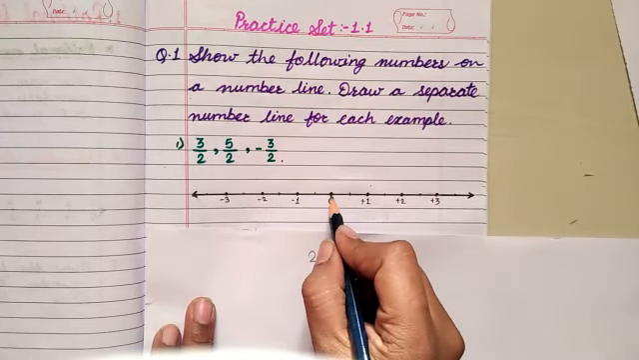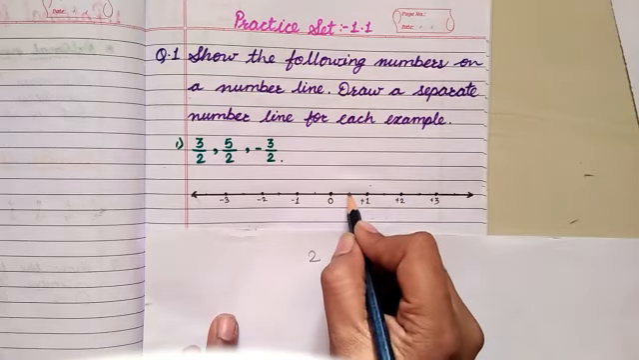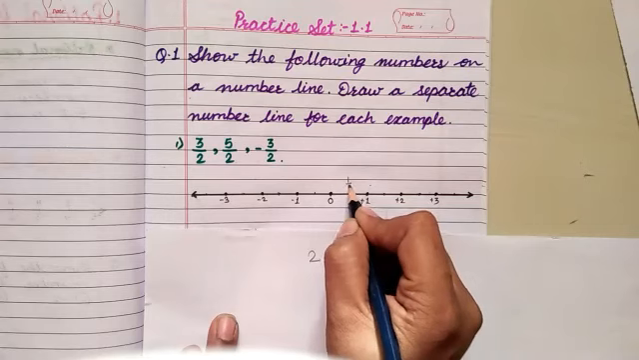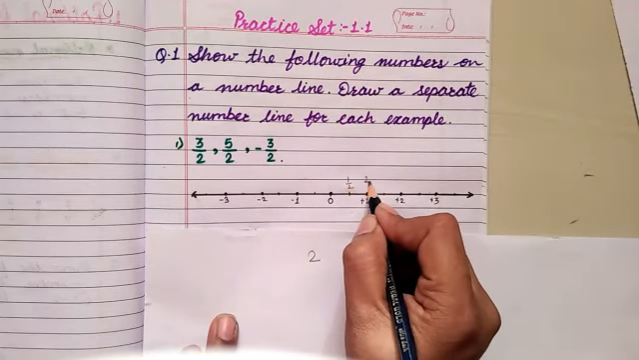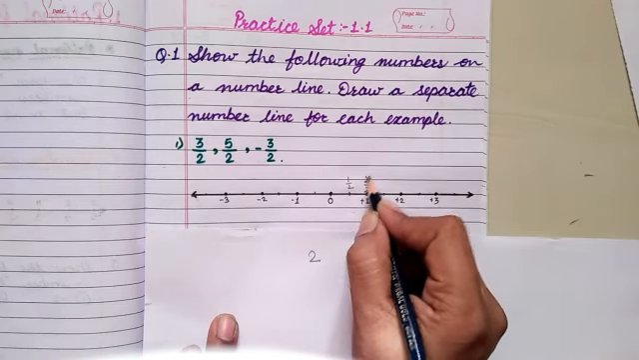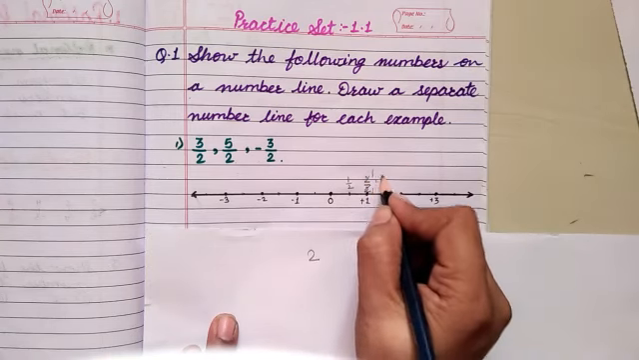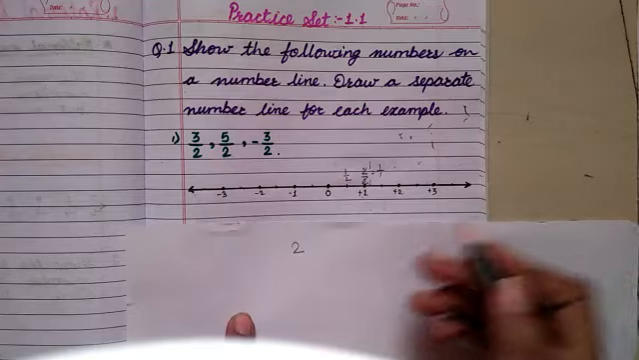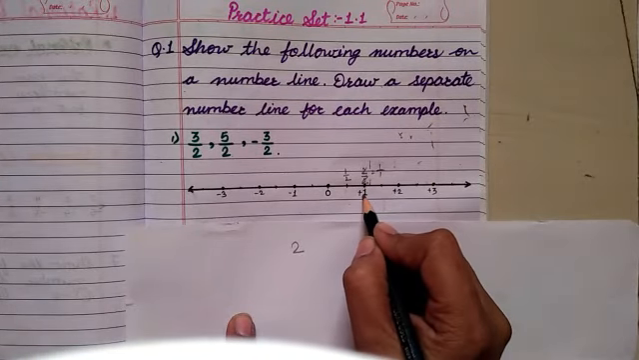Now students, after the 0, that is, on the right side of the 0, this first point will be indicated as 1 upon 2. This second dot will be indicated as 2 upon 2. 2 upon 2 means 2 ones are 2, 2 ones are 2. 1 upon 1 will be written this way. It means this one will be a positive 1.